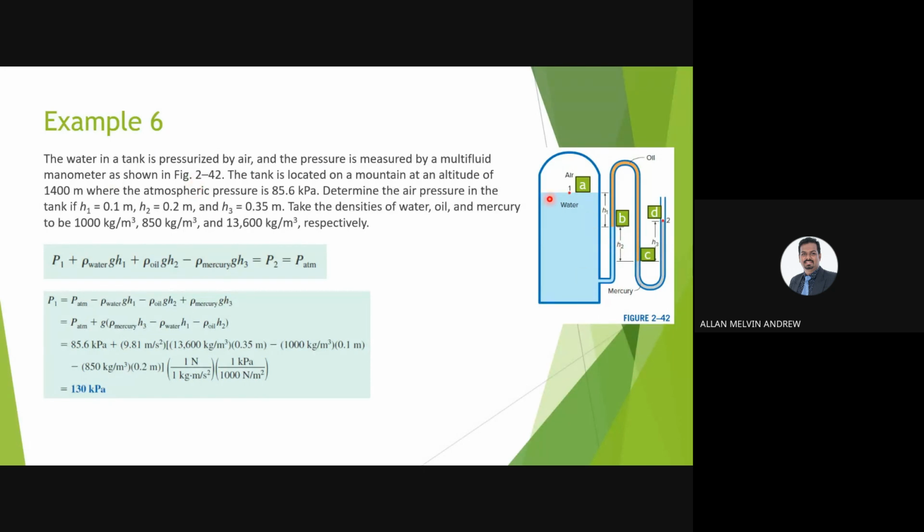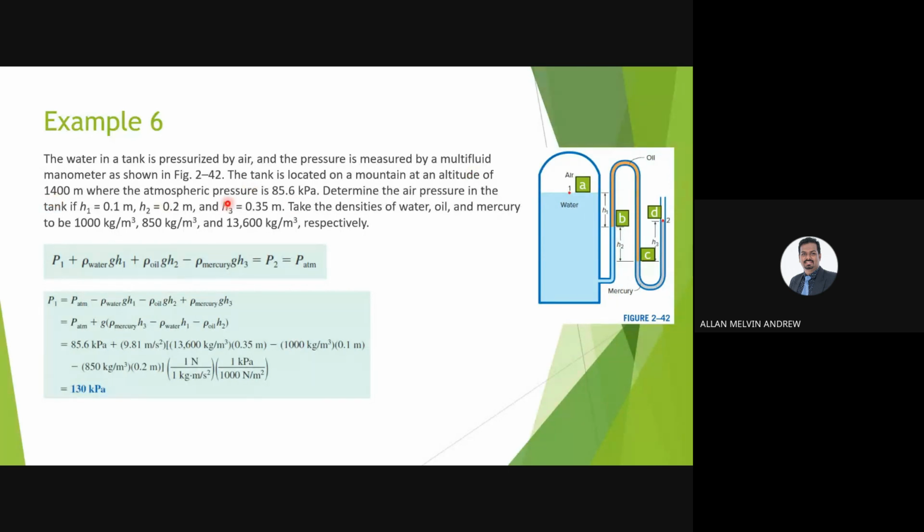So if you see, you have water, then you have oil and you have mercury. So that is what we call a multi-fluid. So when three different liquids are used, we know they will carry different densities. Okay, so a tank is located on a mountain at the altitude of 1400 meters where the atmospheric pressure is 85.6.